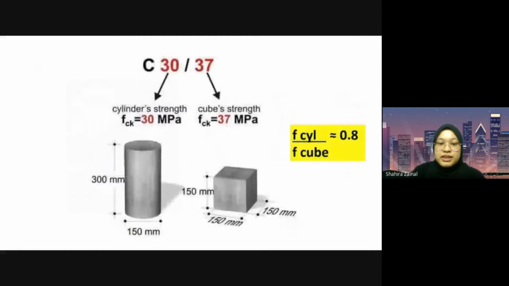So, what is this? Okay, this is also a concrete grade, but this one we compare both cube and cylinder strength of the concrete. The first is the characteristic strength of a standard concrete cylinder, and the latter is the characteristic strength of a standard concrete cube. So the strength of the cylinder over the strength of the cube must be approximately equal to 0.8.